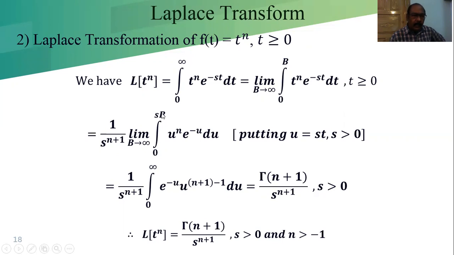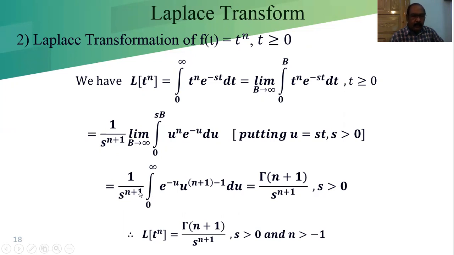Now we can omit the b and take the original form, 0 to infinity e to the power minus u, u to the power n plus 1 minus 1. Here u to the power n we can write as u to the power n plus 1 minus 1. So this is the form of the gamma function, if we recall from the first semester chapter on improper integration.